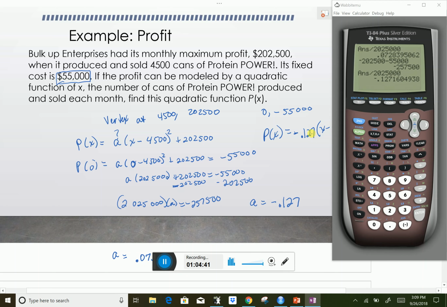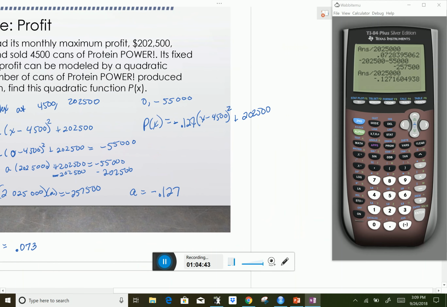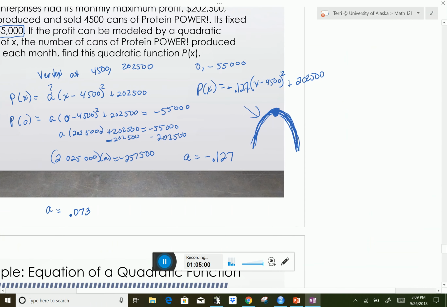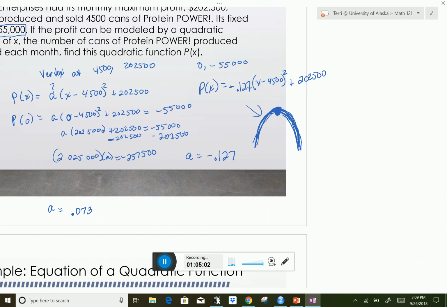The reason is that a profit function is generally something like this, because eventually you're going to sell too many items and your price is going to start going down. So generally profit functions will have a maximum and not a minimum, and that's why I knew that A couldn't be positive. So I knew I had a little mistake in there.